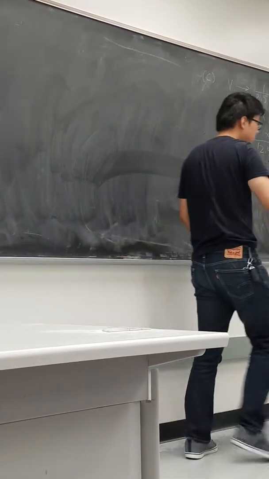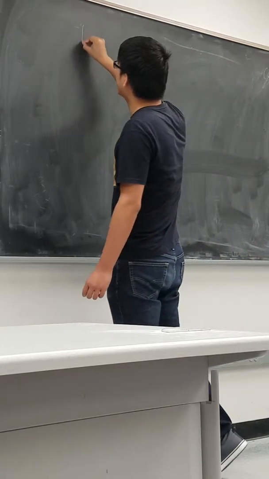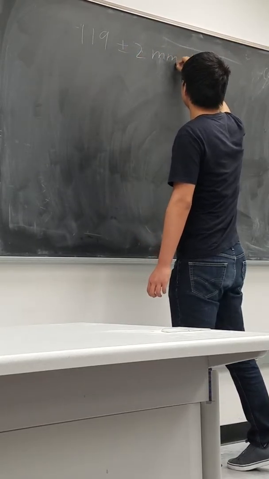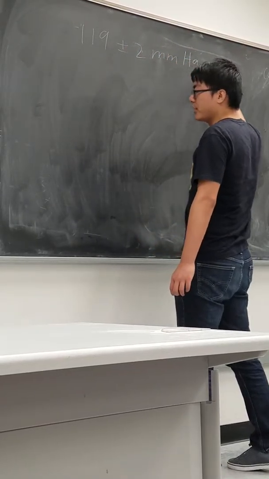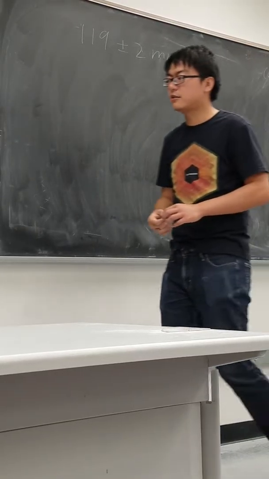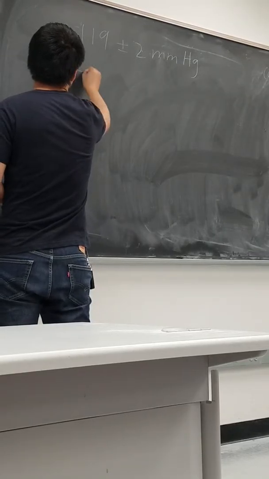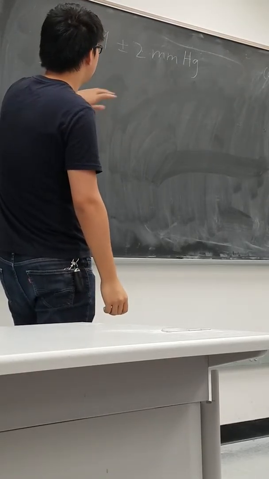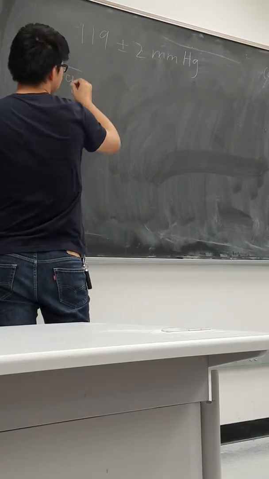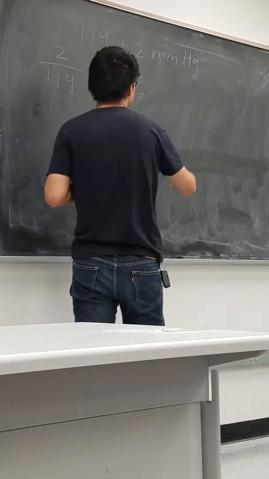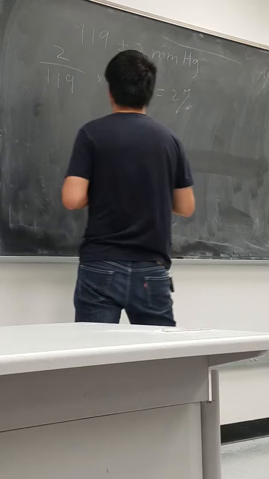Question 6. A man's blood pressure is measured to be 119 plus or minus 2 millimeter mercury. This is just a unit of pressure. So what's the uncertainty percentage? If it's just the uncertainty part, 2 millimeter mercury divided by the measured value 119 times 100%. That gives you the answer. Part B.